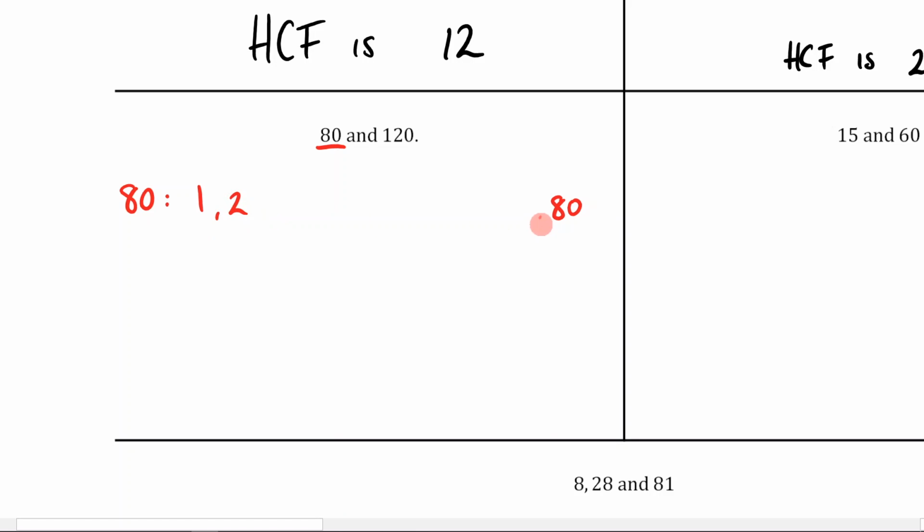What about 2 and 40? Does 40 go into 120? Well, yes, it does. It goes in 3 times because 40 times 3 is 120. So that's going to be my answer, 40. And just like that, I'm done. How easy is that? 40 is going to be my answer. So HCF is 40.